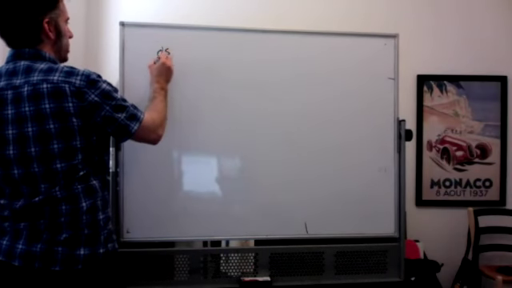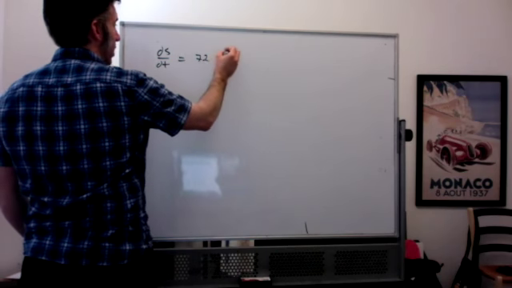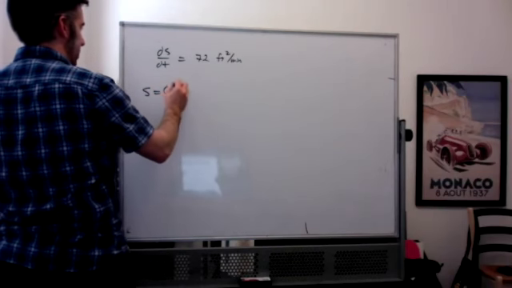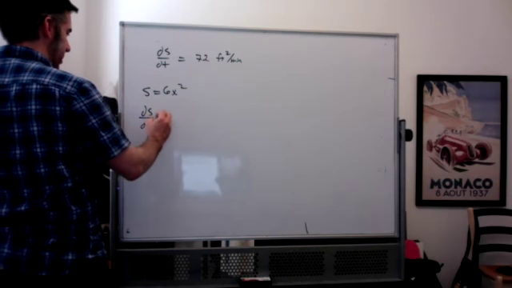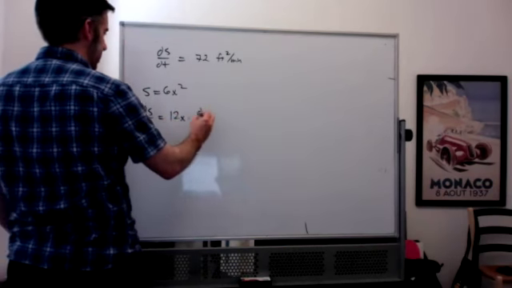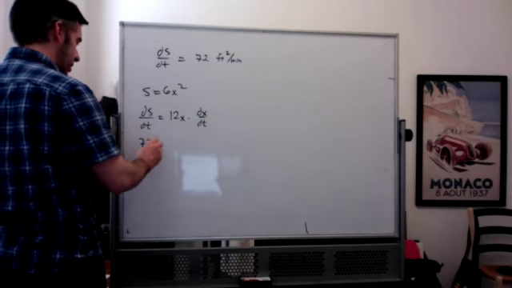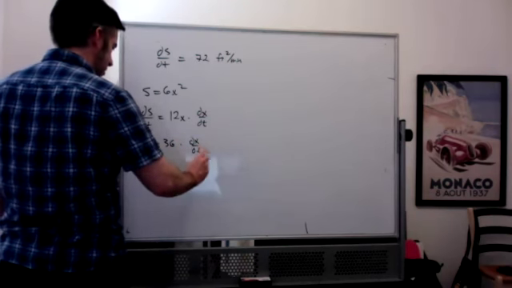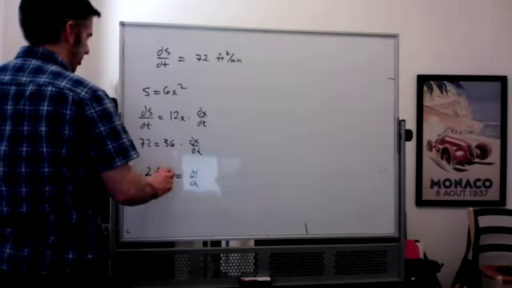So if you know that the surface area is changing at 72 square feet per minute, and you know that the equation for surface area is 6x squared, you can differentiate both sides of this and say ds/dt equals 12x times dx/dt. Then you can plug in 72 for ds/dt, and 3 for x, and say, oh, dx/dt is just 2 feet per minute.